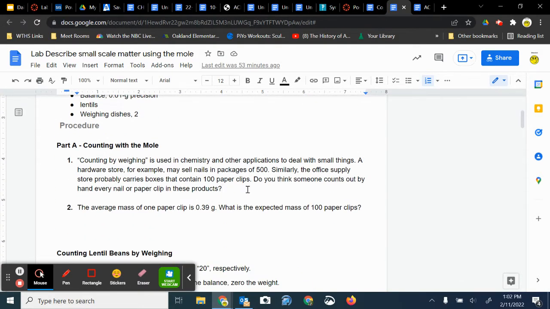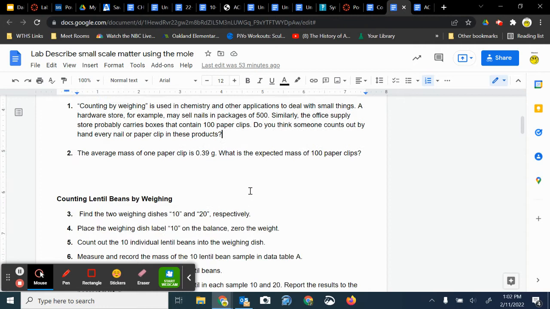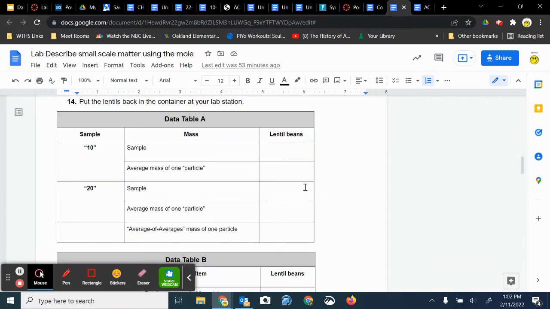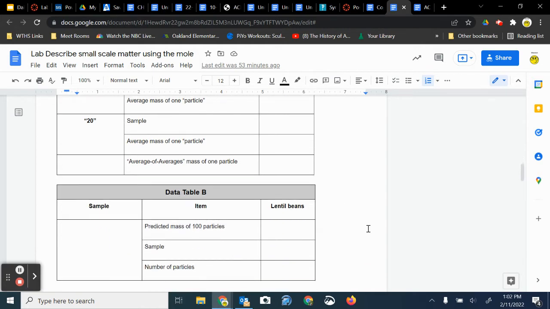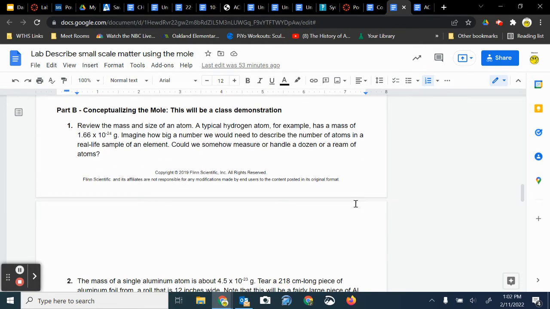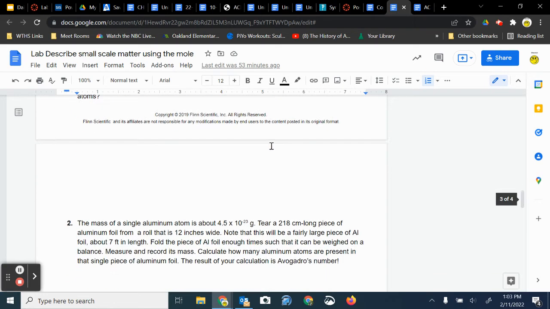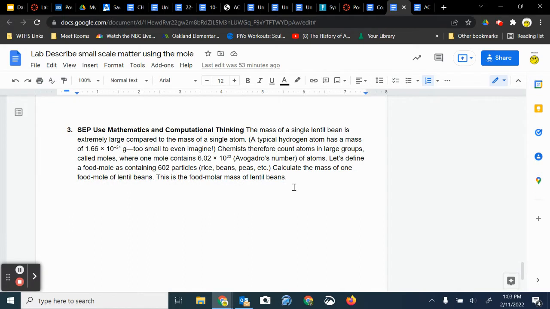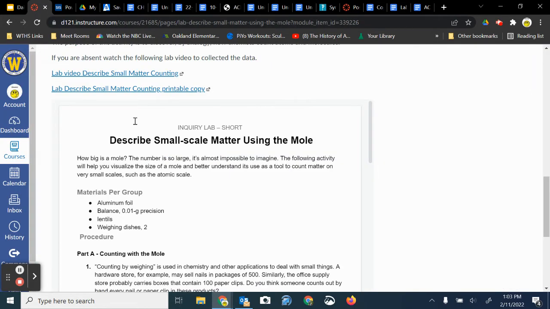First thing you want to do is answer the first couple of questions, and then the video will go through the process of collecting the data for data tables A and B. And then use that part B. That's going to be a demonstration we're going to do in class next week. And then we are on to the analysis questions. So there's 3 questions that you're going to analyze. And question number 3 is a math problem. 2 of these questions you are going to upload to the post lab analysis.